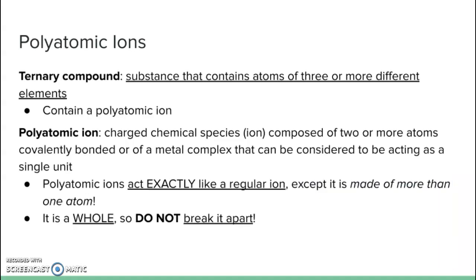That's when ternary compounds come into play. Those are substances that contain atoms of three or more different elements. Most of the substances we're going to be looking at today contain what we call polyatomic ions. The long-winded definition for a polyatomic ion is a charged chemical species, meaning an ion, that has two or more atoms that are covalently bonded together, or a metal complex, that can be considered as acting as one single unit.